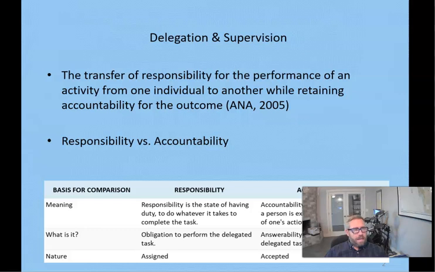Now, you can delegate as a nurse. You can delegate responsibility as long as it's appropriate under the guidelines that we'll talk about later. You can delegate responsibility, but you cannot delegate accountability, right? So understanding that means that you can assign something to someone, and it's their responsibility to complete it, but you haven't given away your responsibility to verify it and make sure it's done correctly.